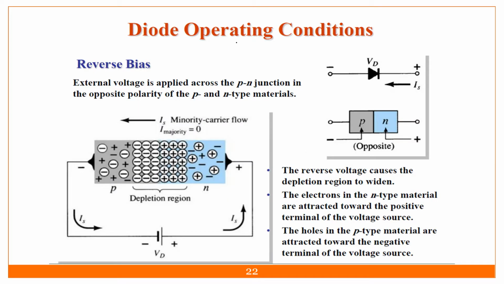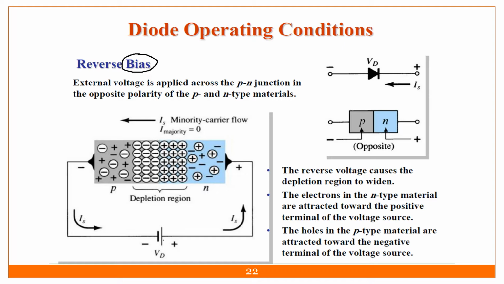So the word bias is nothing but giving an external power supply. If you are giving an external power supply, it is just like lighting a torch, that is, connecting a battery to the LED. Then what will happen with the torch? It will glow.